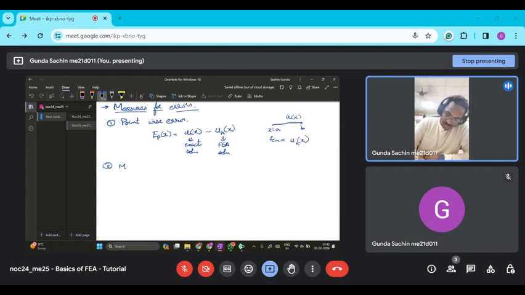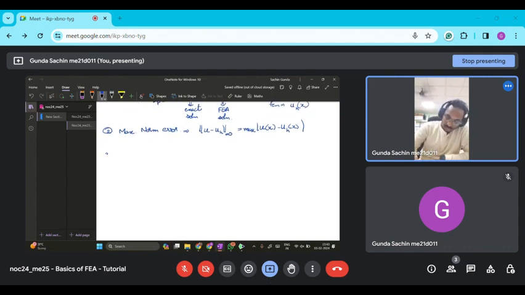Second one is maximum norm error. It is defined as U minus UH. This is how we represent the maximum norm error. It is nothing but the difference between the exact solution and the FEM solution, same as the previous one, but just take the maximum value of this point and say that is defined as maximum norm error. Third one is energy norm error.